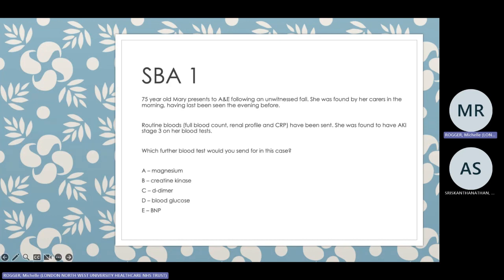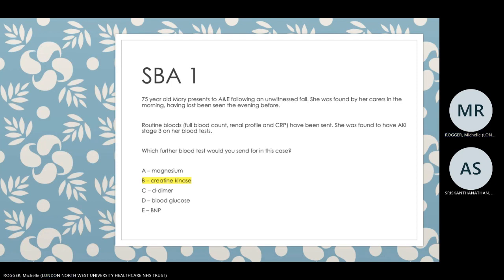Okay, so the answer is creatine kinase. Mary's been found on the floor, and we're not exactly sure how long she's been there. She might have been there for quite a while. She's got a significant AKI, so it's important to know whether she might have rhabdomyolysis, and the marker for that would be creatine kinase. So that's why you'd want to send that.